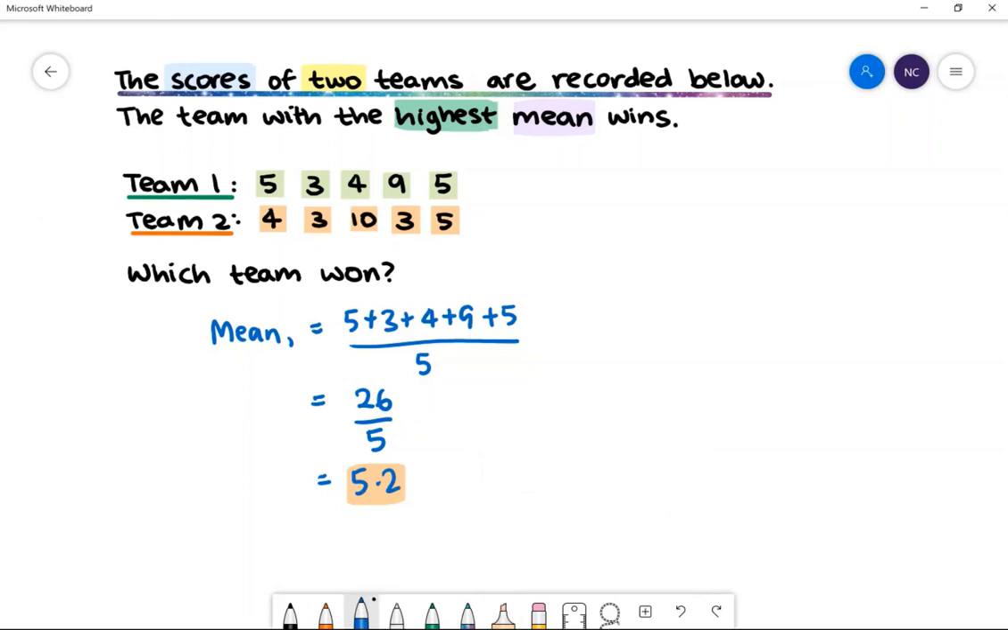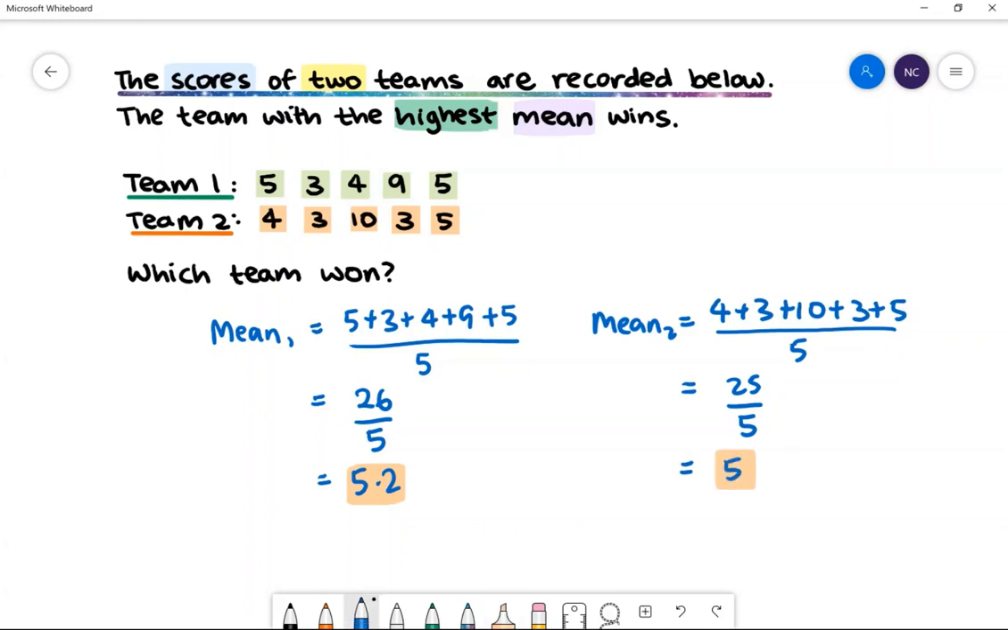Next, let's calculate the mean for Team 2. The mean for Team 2 can be found by summing up all the values and dividing it by the number of values, which is 5. The numerator becomes 25 and the denominator stays 5. Therefore, the mean for Team 2 is 5. The team with the highest mean is Team 1.